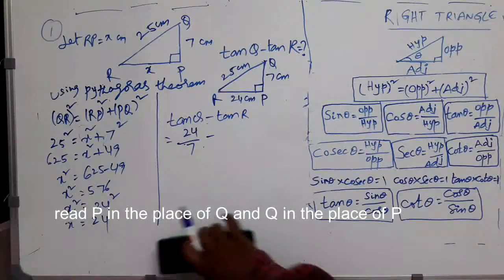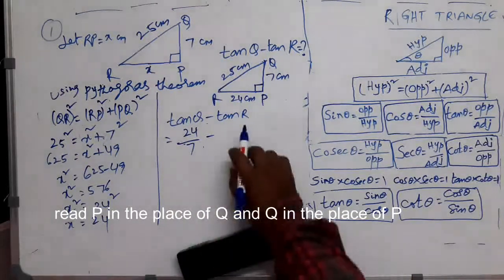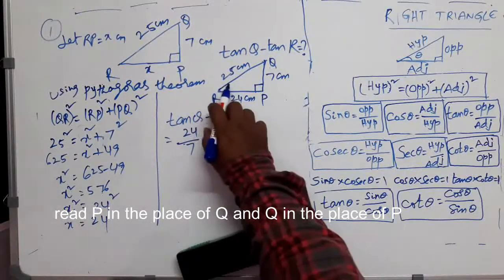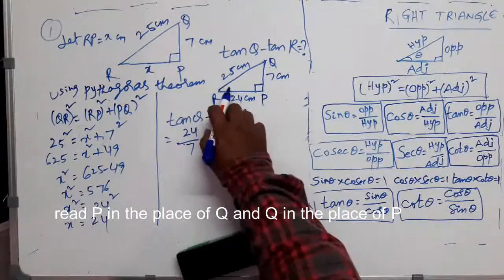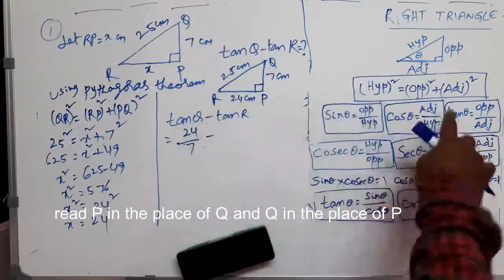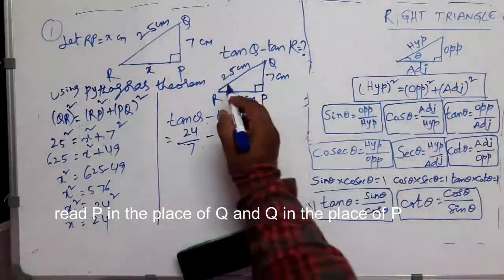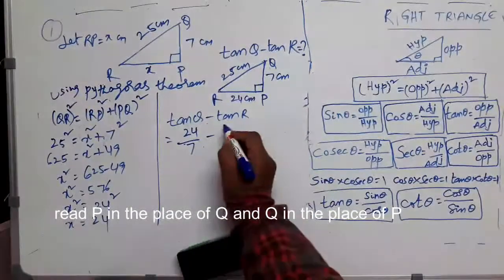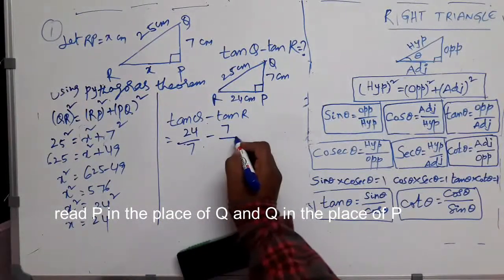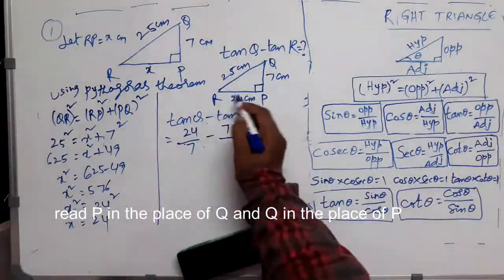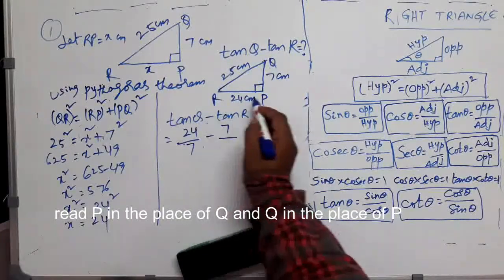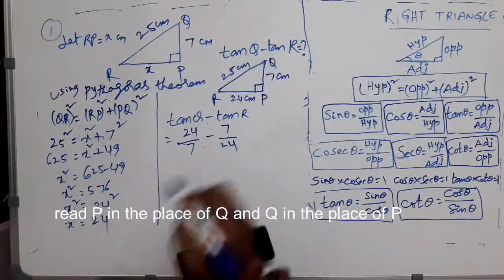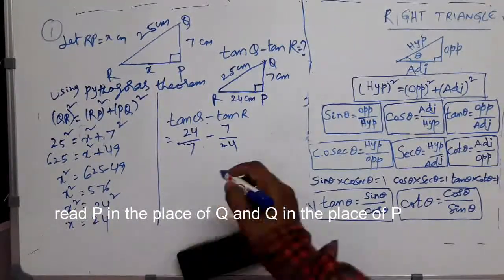That is tan Q. Minus tan R. See, this is angle R here. This is vertex R. For this angle, what is tan? Opposite by adjacent, same formula. For this angle, what is the opposite side? PQ. So 7 centimeters divided by the adjacent side. What is the adjacent side? This one will be the adjacent side for this angle. That is RP, that is 24. You have to be alert while writing.